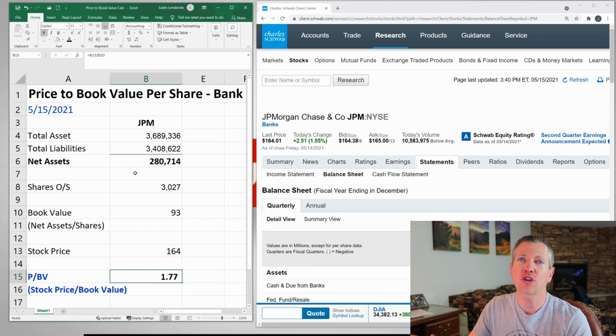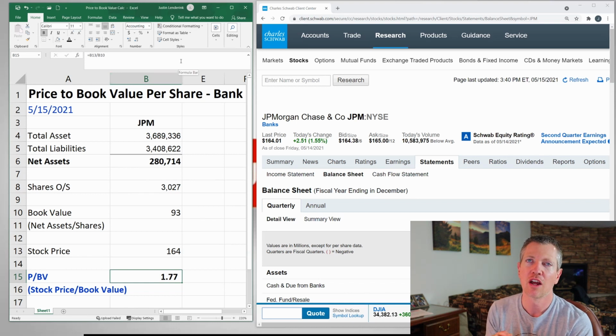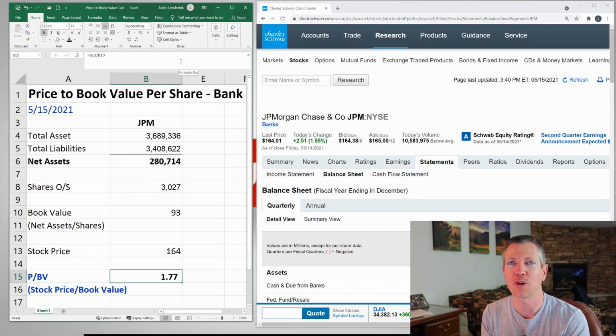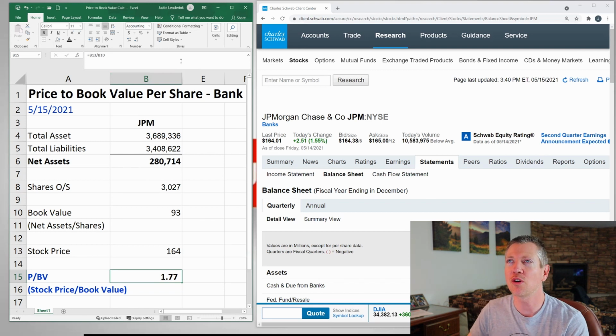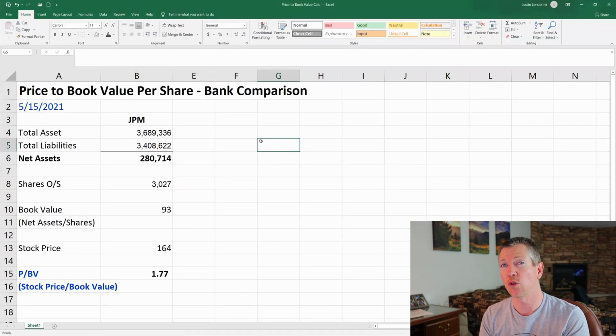So I try to look under $1, but in this type of environment right now, stocks in general are a little bit higher historically than they have been, or a lot higher, depending on who you talk to. So let's go look at two other companies. Again, we'll look at Wells Fargo and Bank of America. Those are the other two big banks in the United States to compare against.